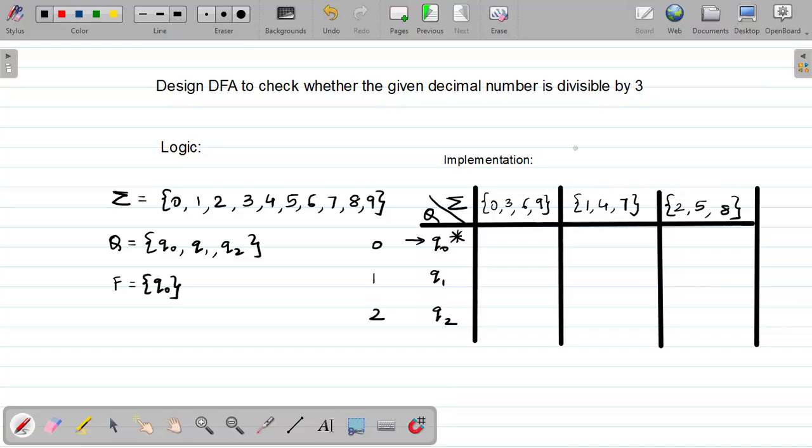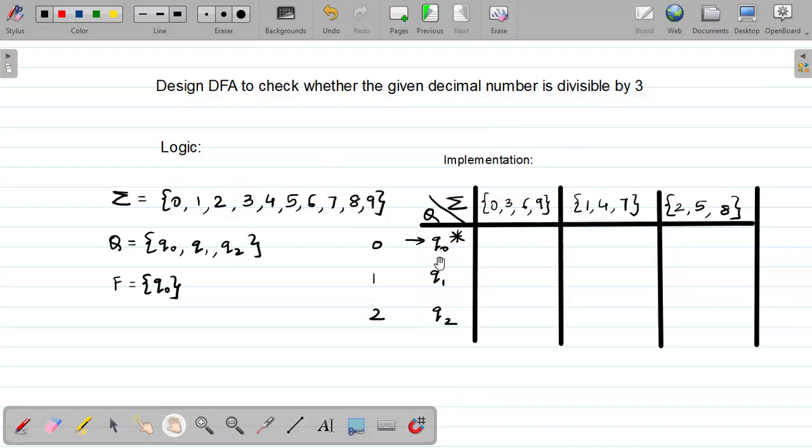So next problem is design a DFA to check whether the given decimal number is divisible by 3. In this problem, we will check whether the given decimal number is divisible by 3. Here in the problem, it is not mentioned exclusively what is the input. So from the question we need to understand what decimal number means. Numbers from 0 to 9 are the input. So Σ is equal to 0, 1 till 9. So these are the inputs.